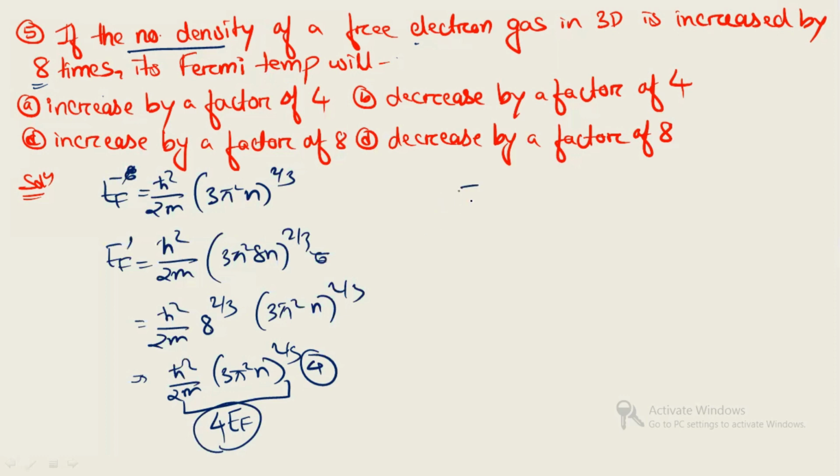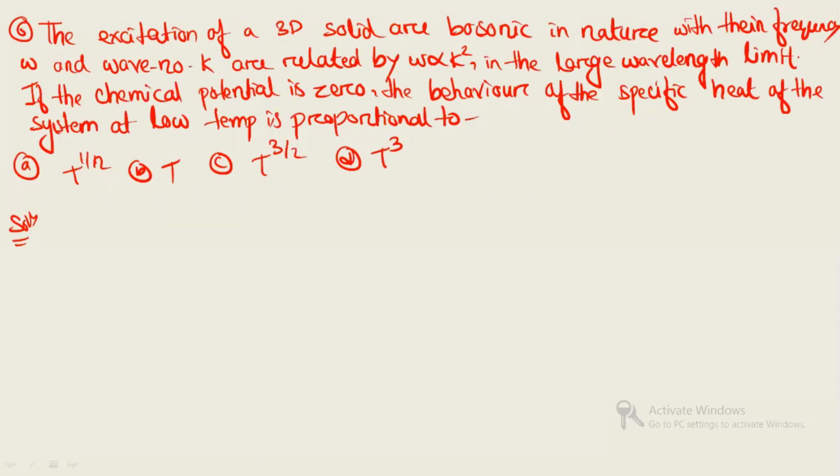And if you see the relationship between the Fermi energy and the temperature, it is directly proportional to the Fermi temperature. So if the Fermi energy is increasing by 4 times when the number density of the free electron gas is increased by 8 times, then the temperature will also change by a factor of 4. So directly you will write: the Fermi temperature will increase by a factor of 4. Done. So now let us see the last question.